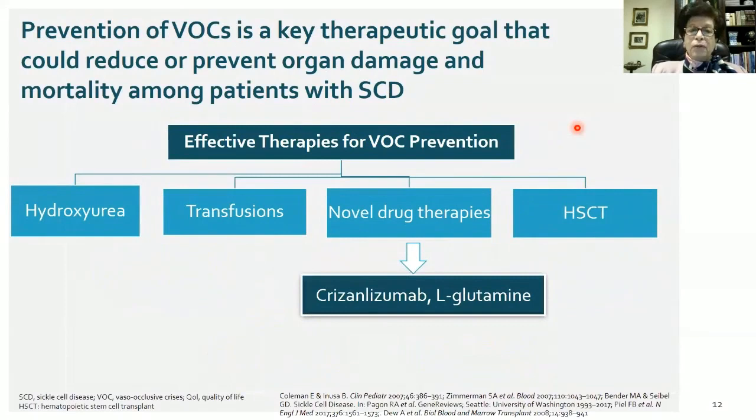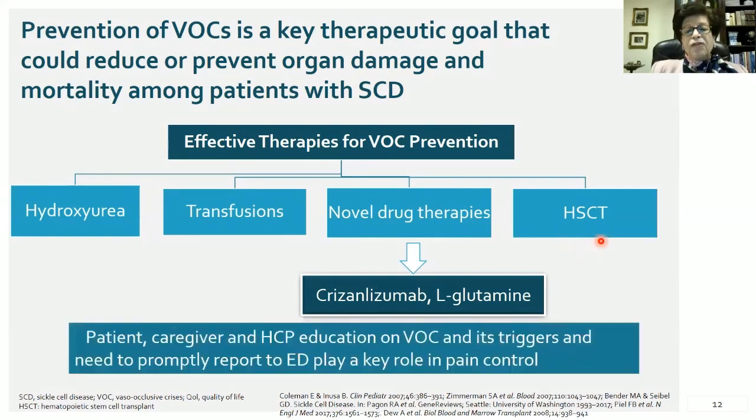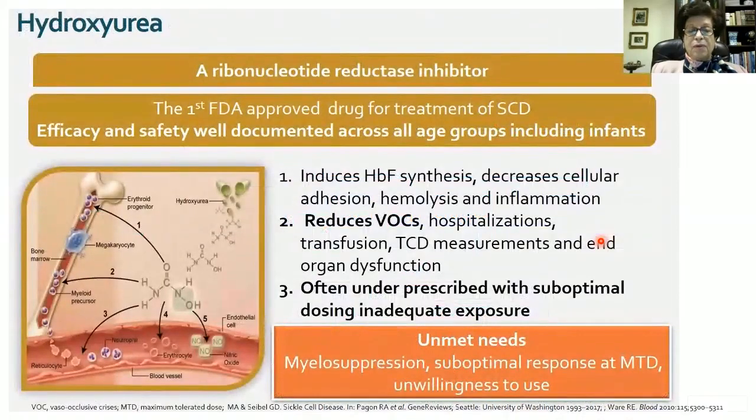As important as treatment of VOC is, prevention is a key therapeutic goal that could reduce or prevent organ damage and mortality among patients with sickle cell disease. And we are lucky now to have so many effective therapies for VOC prevention: hydroxyurea, which has been with us for years and years, transfusion in selected cases, and more recently, novel drug therapies like crizanlizumab and L-glutamine, and in selected situations, hematopoietic stem cell transplant. In addition to those, and equally important, is patient, caregiver, and healthcare provider education on VOC, its triggers, and the need to promptly report to the ED. These play a key role in pain control.